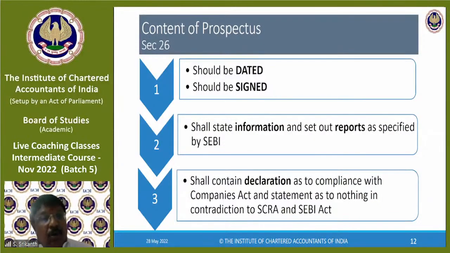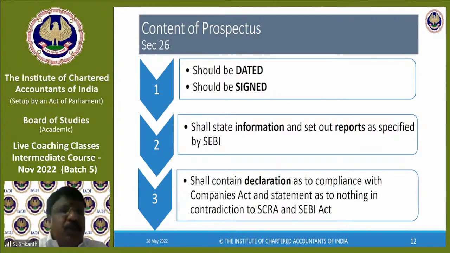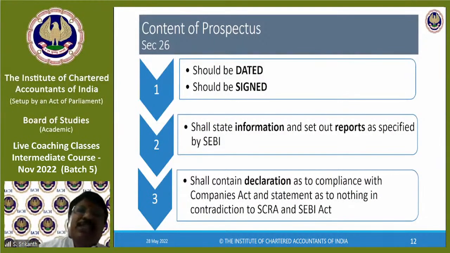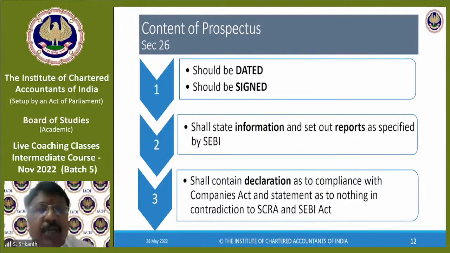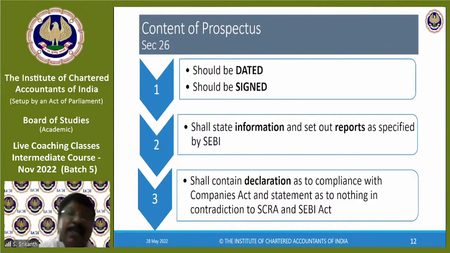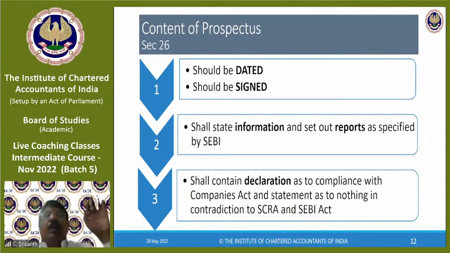Okay? So, Companies Act says, look here, you have to comply with my rules. In addition to that, you should also state all the information set out as specified by SEBI. Also, it shall contain a declaration as to compliance with Companies Act. This is something that the Company Secretary will certify, whether everything in Companies Act has been complied with, and a statement as to nothing in contradiction to SCRA and SEBI Act. So all this will be there in the prospectus.